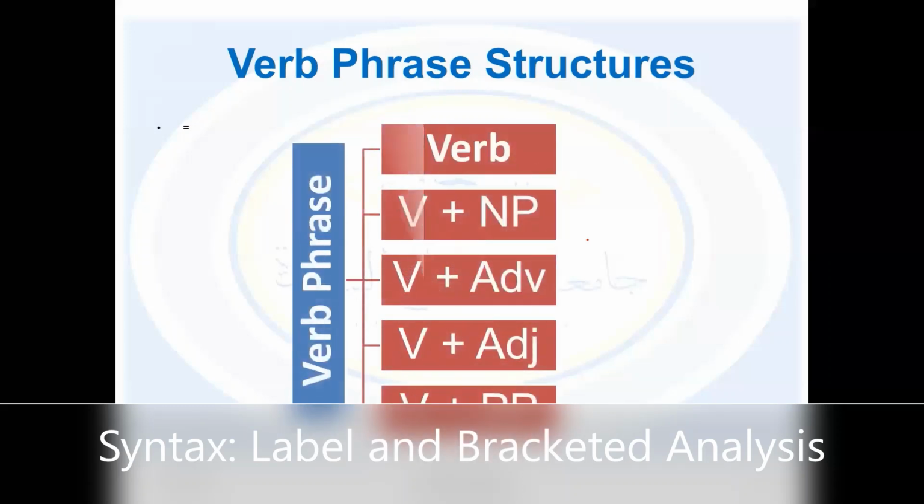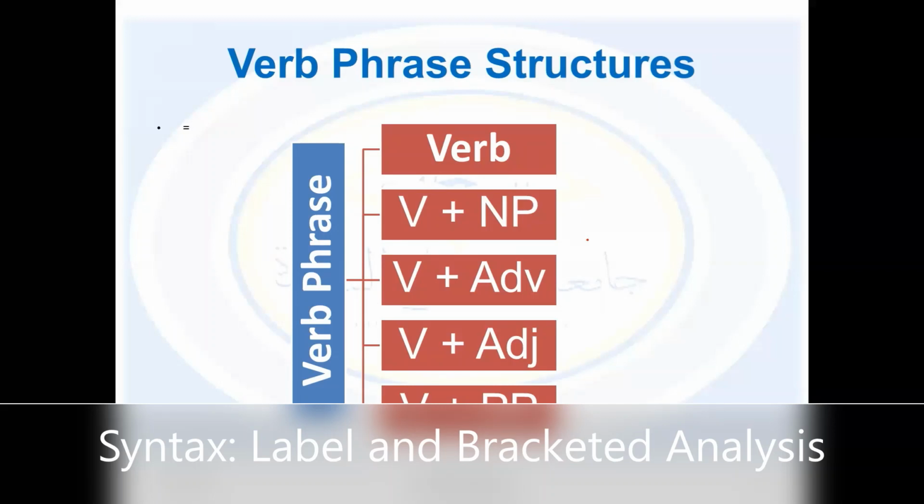The next structure is verb phrase structure. Here also we have some different structures. The verb phrase structures are verb, or even only one verb, as when we say Ali went. Went is the past of go, okay? Use it alone and it makes what? Went alone is verb phrase.